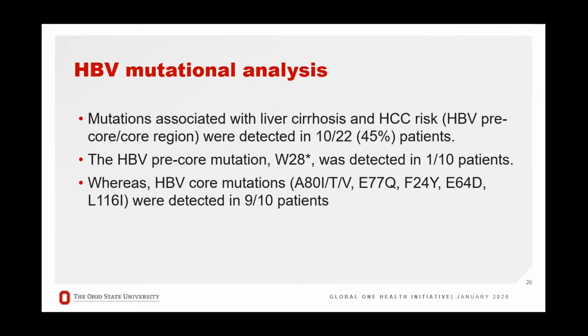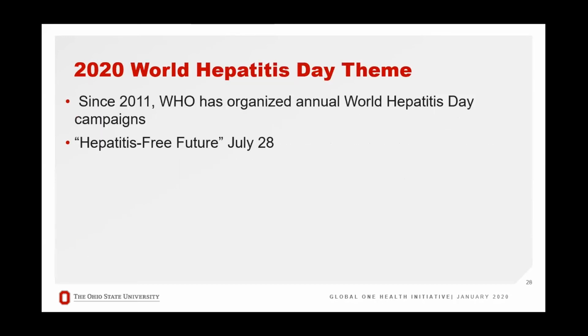Mutations associated with liver cirrhosis and hepatocellular carcinoma risk in the pre-core and core regions were detected in 10 of the patients, which accounts for around 45%. It's very high. We had only 1 mutation in the pre-core region, which is W28, detected in 1 out of 10 patients, whereas hepatitis B virus core mutations were detected in 9 of the 10 patients.